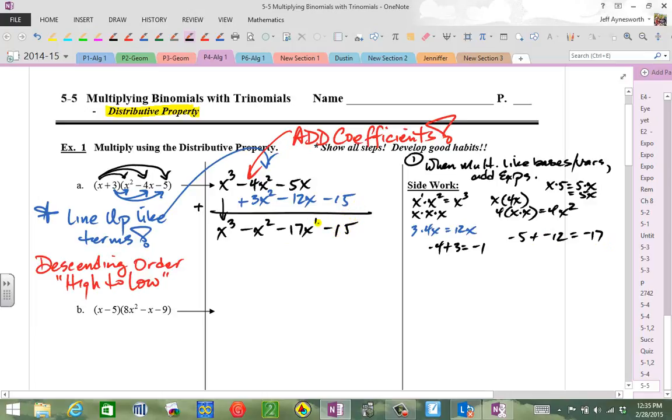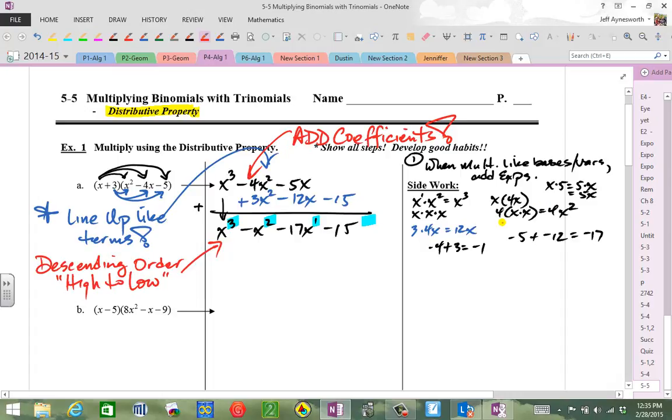Now notice the order here. Look at the degrees. 3rd degree, 2nd degree, 1st degree, and then a 0-degree constant. All right, that's called descending order, in respect to its exponents. Highest exponent down to the lowest. Descending order.